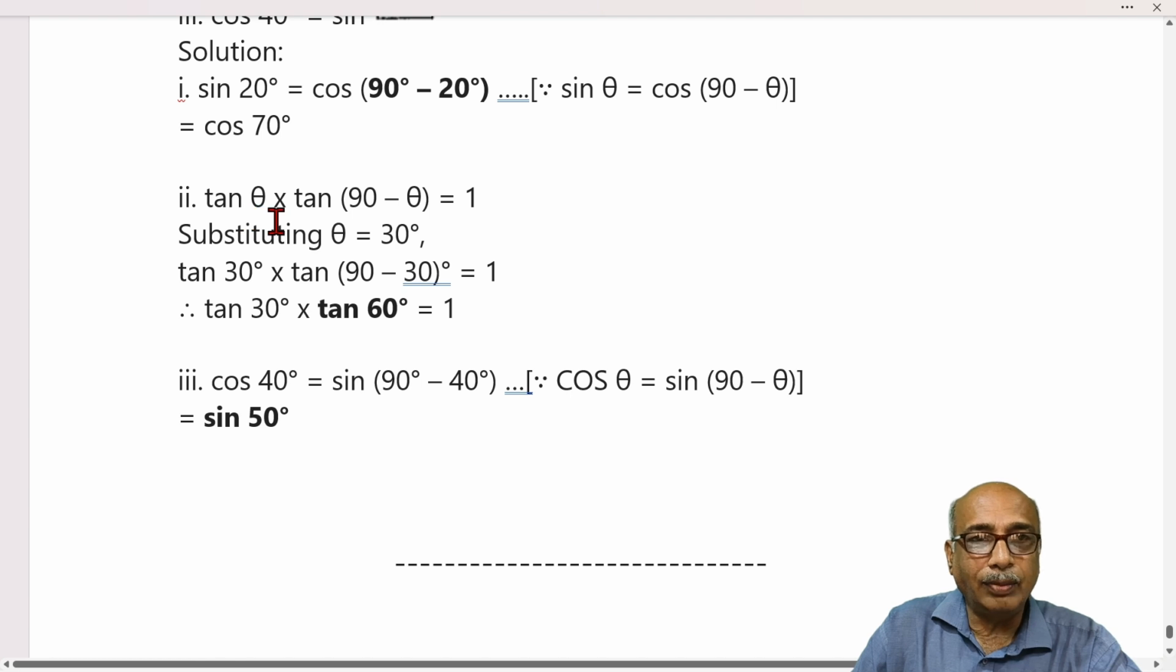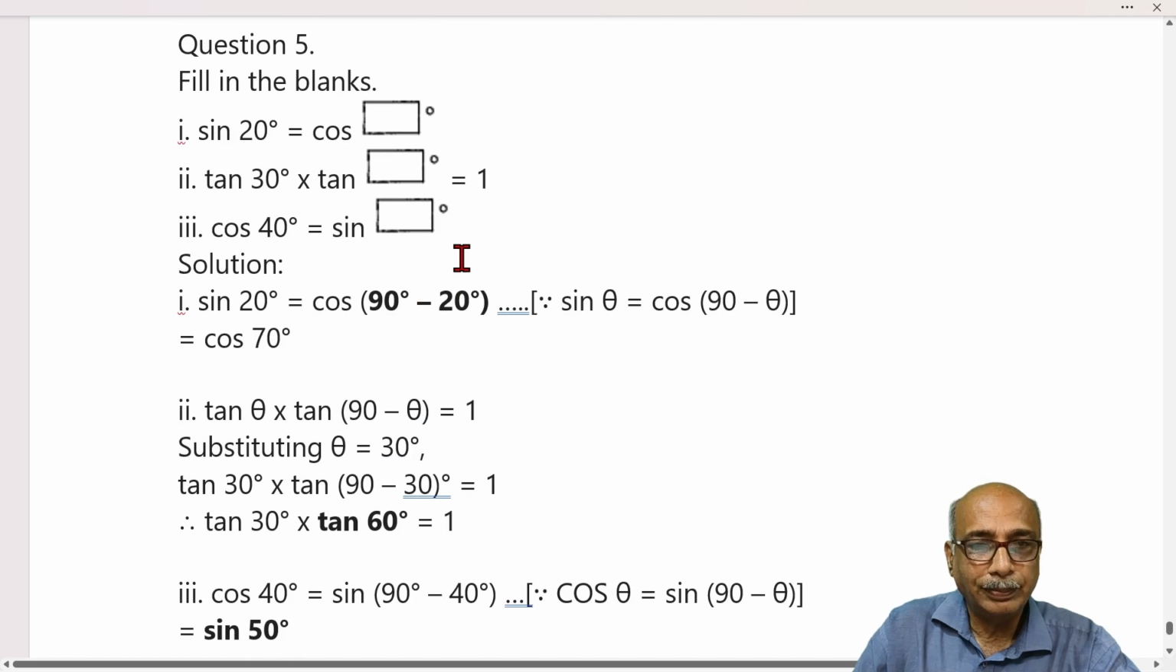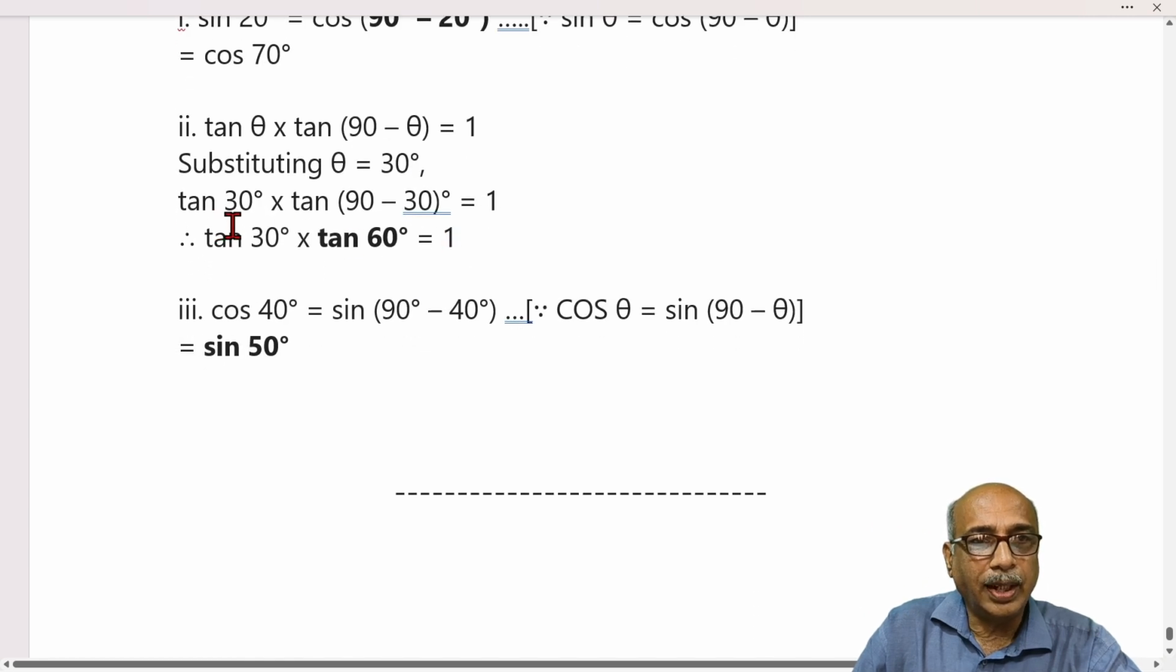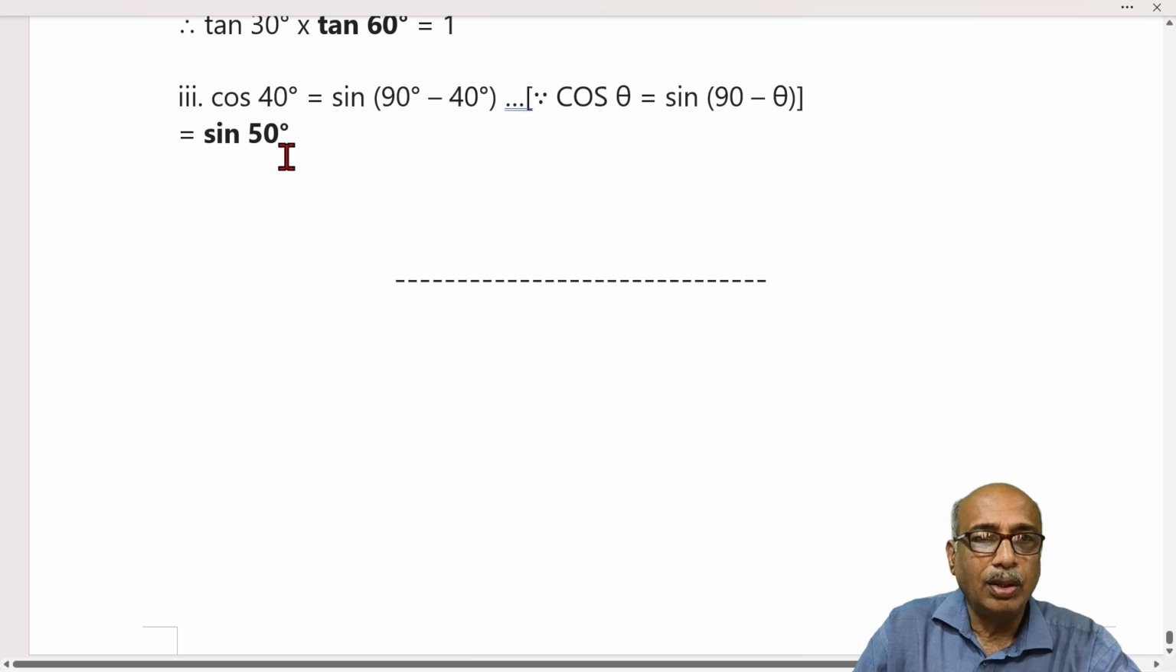Tan theta into tan (90 minus theta) equals 1. Substituting theta equals 30, tan 30 into tan (90 minus 30) equals 1. So tan 30 into tan 60 equals 1. Cos 40 equals sin (90 minus 40) equals sin 50.